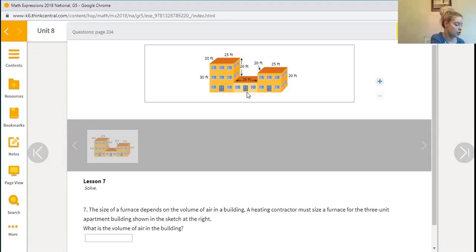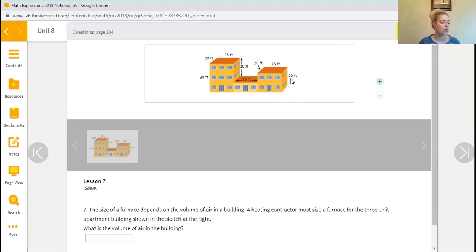Now move on to volume 3. Volume 3 is going to be this one right here. Do I have a length, width, and height? Yes, I have a length of 25, a width of 20, and a height of 20. It's given me all that for us, so I fill that in. 25 times 20 times 20.